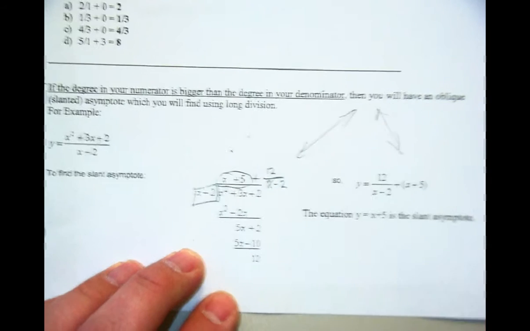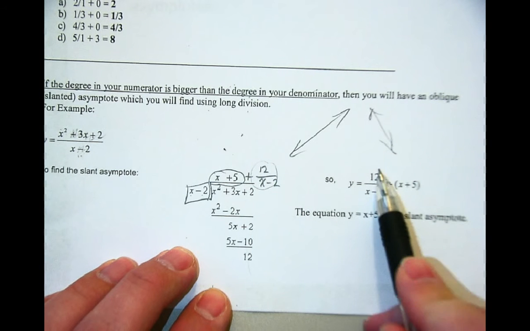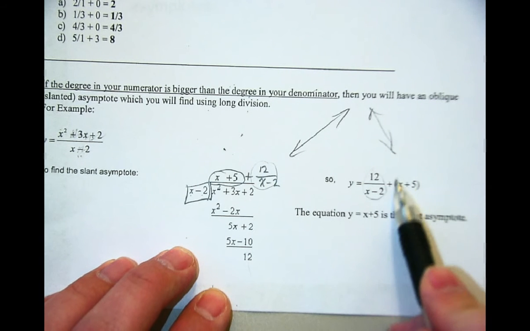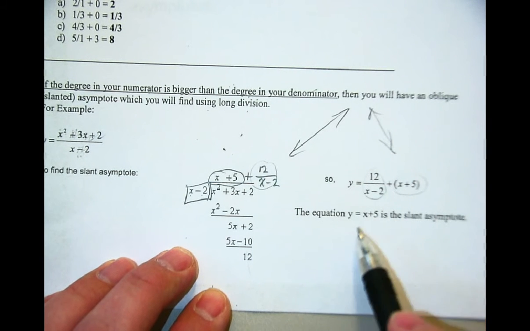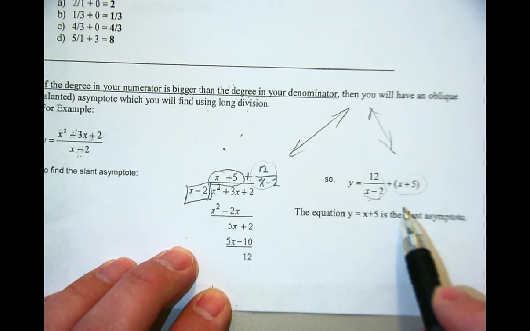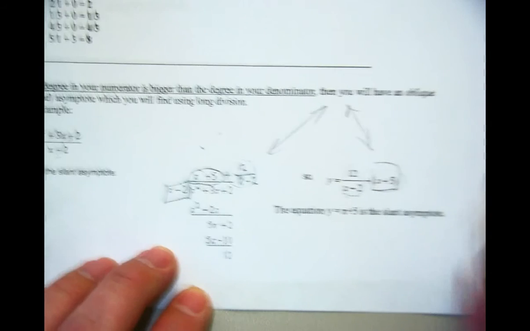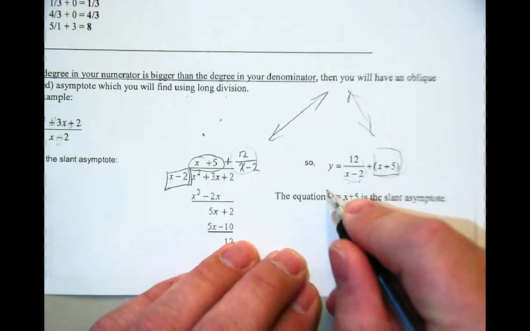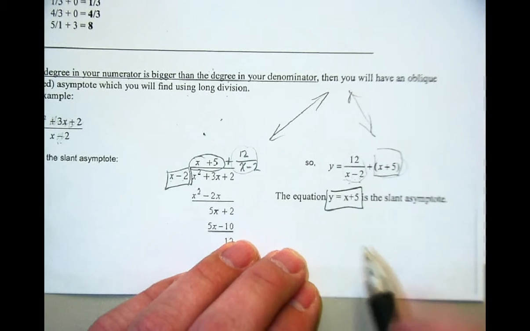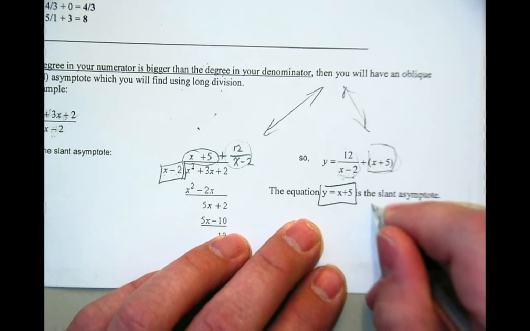Well, now that you've started dealing with these, this piece right here is the front part. This is the back part. What's my h value? Well, h is 2. What's k? x plus 5. My asymptote is y equals x plus 5. What does that mean? It means you graph that linear equation, and that becomes your asymptote.